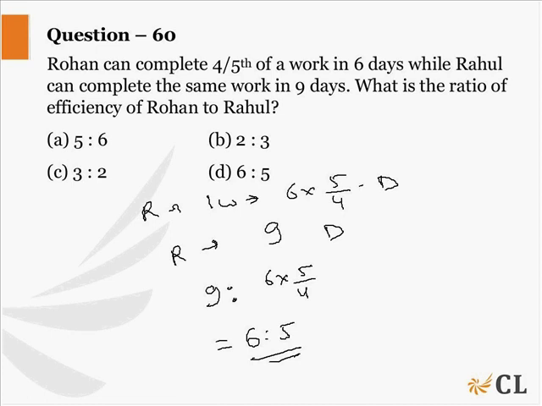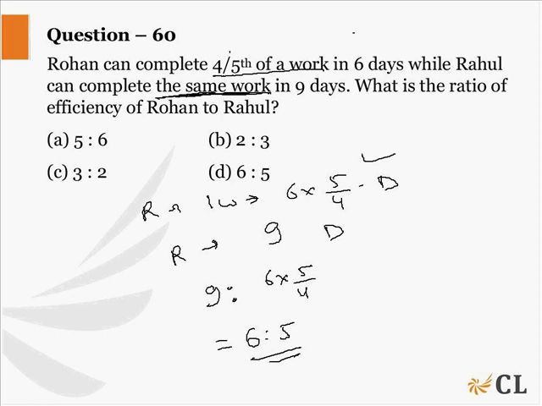In this question, it says Rahul does the same work. It does not mean 4/5 work. Manish, if it would have been written, Rahul can complete the same in 9 days, then you are right. Rohan is saying 4/5 of a work, and he is saying the same work, complete work. Okay, that's the difference. Rohan can complete 4/5 work in 6 days, so complete work can be done in 6 × 5/4. That is clear, I guess.